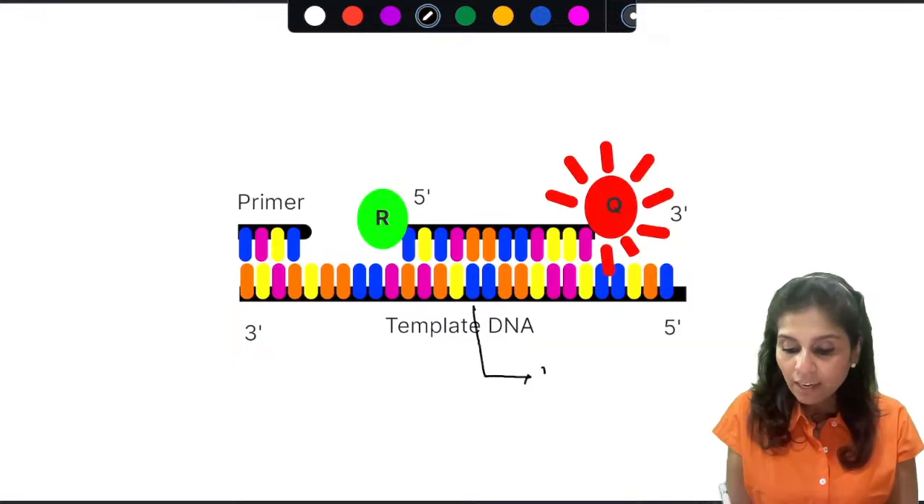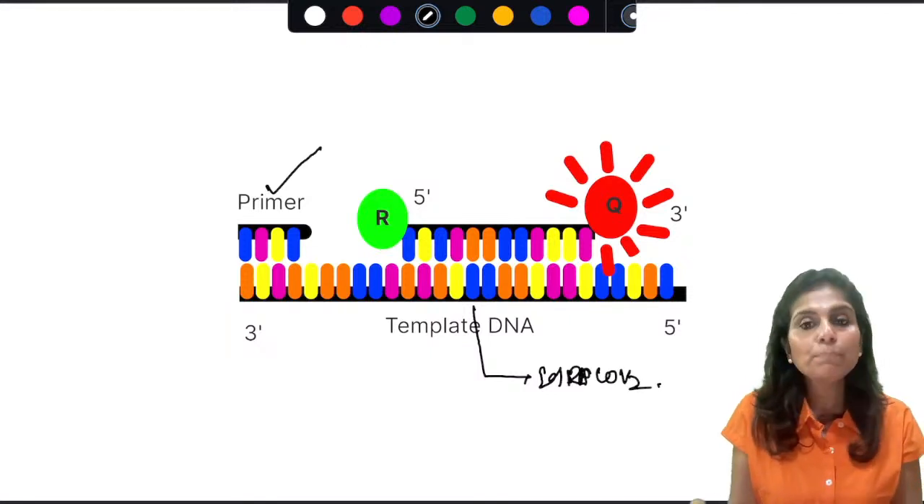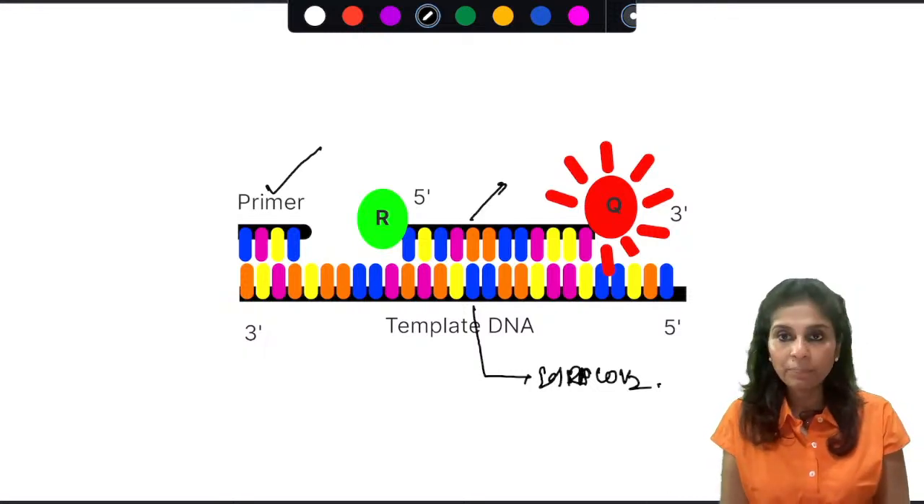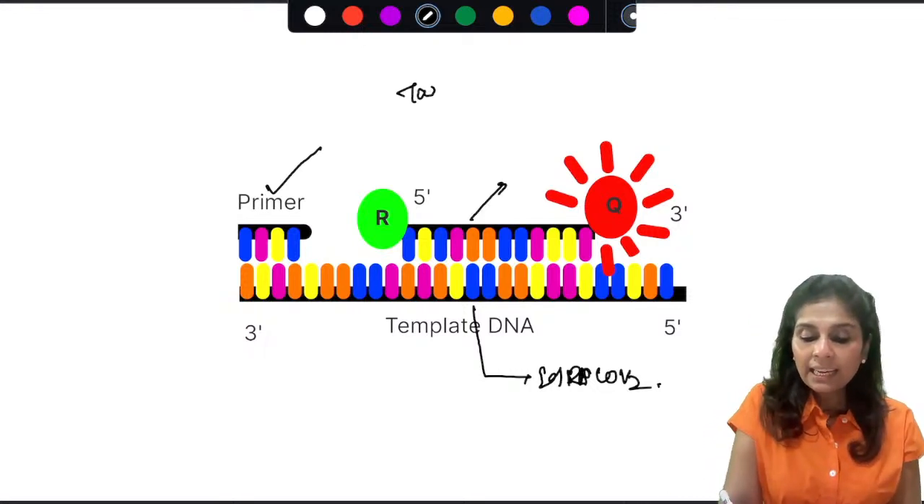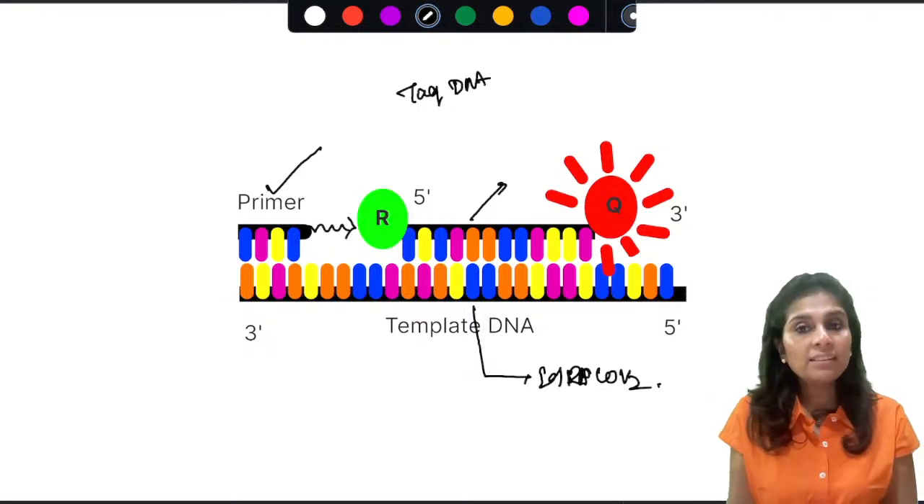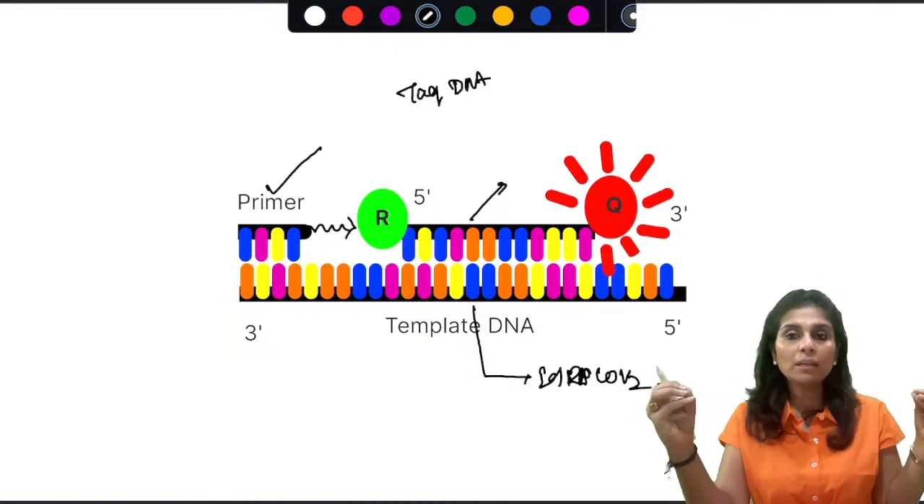So this is SARS-CoV-2 nucleic acid, and in the SARS-CoV-2 nucleic acid, to terminal sequences primers will bind, to mid sequences probe will bind. Okay, and Taq DNA polymerase will start elongating the primer. That is its function, right? What is the function of Taq DNA polymerase? It is to elongate the primer.